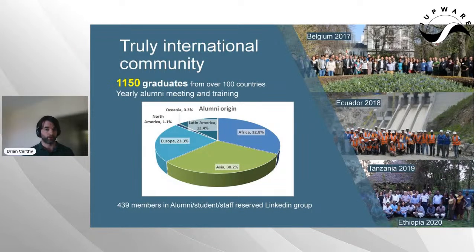But the focus here is really on our alumni, and just to give you an idea of how international our community of alumni are, we have over 1,100 graduates from more than 100 different countries. Just to give you an idea of the distribution with that nice little chart there. And we really want to keep collaborating with our alumni and keep expanding the network. And that's why we wish to have yearly alumni meetings and trainings. And these have taken place previously in Belgium, Ecuador, Tanzania, and Ethiopia, usually in concert with our integrated projects.